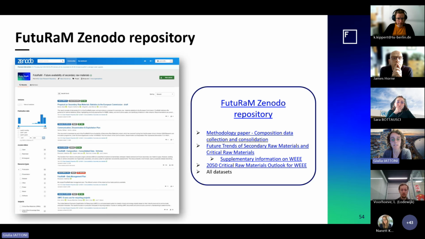You can also consult the FutuRaM Zenodo repository, where we are publishing all the milestones, deliverables, and dataset in detail. And I indicated here also those resources which are mostly related to the content of the slides that you just saw.